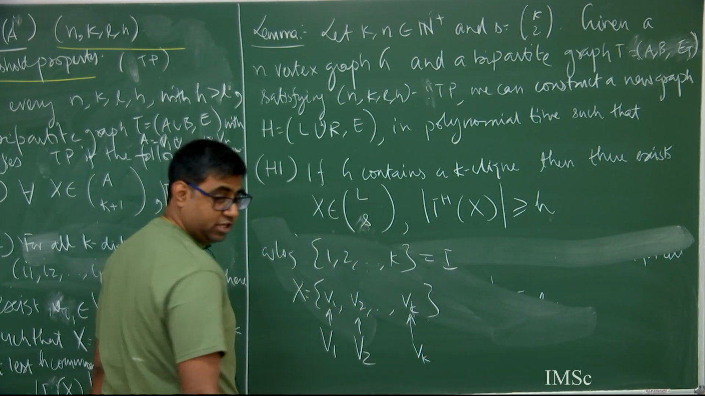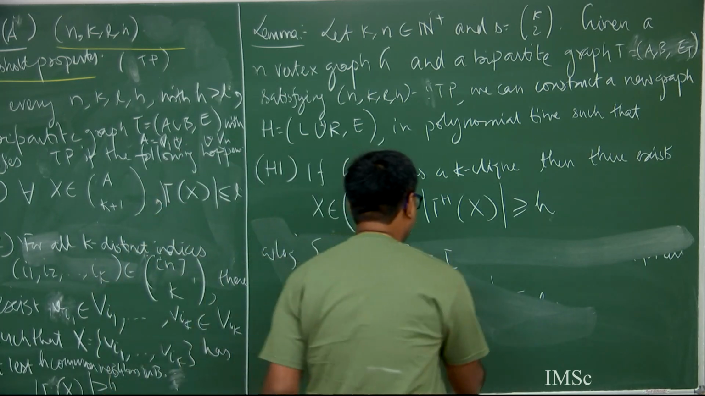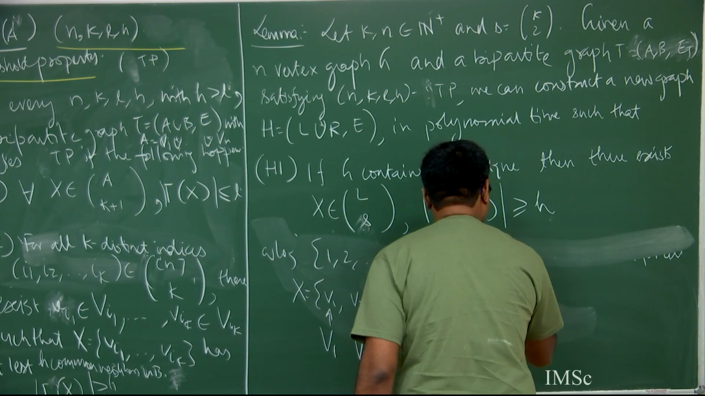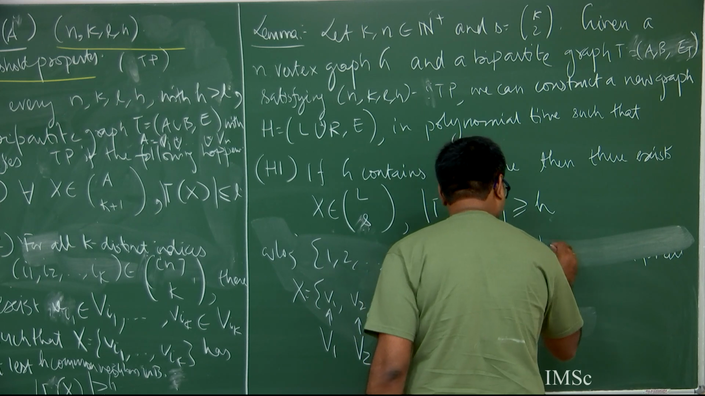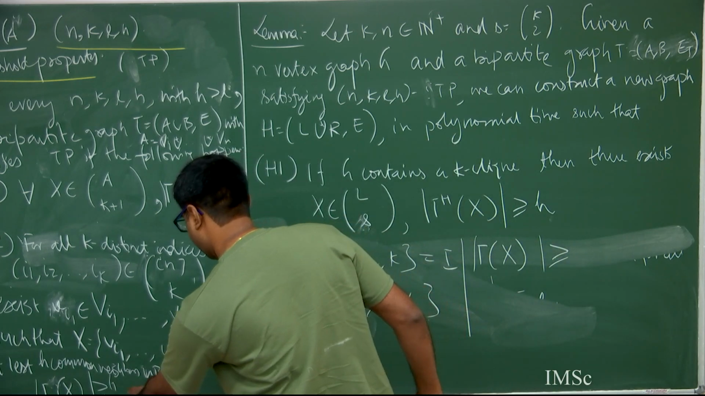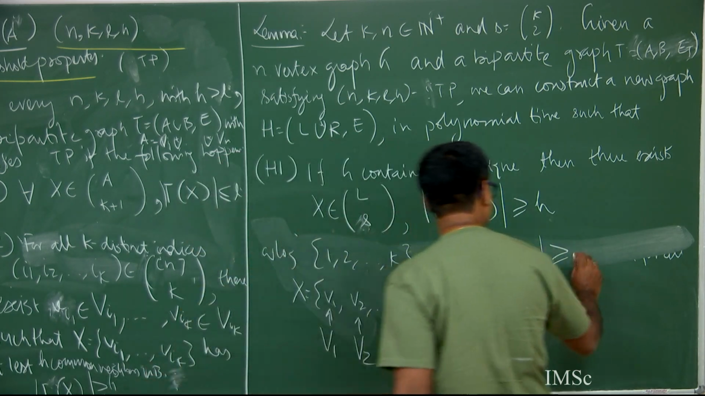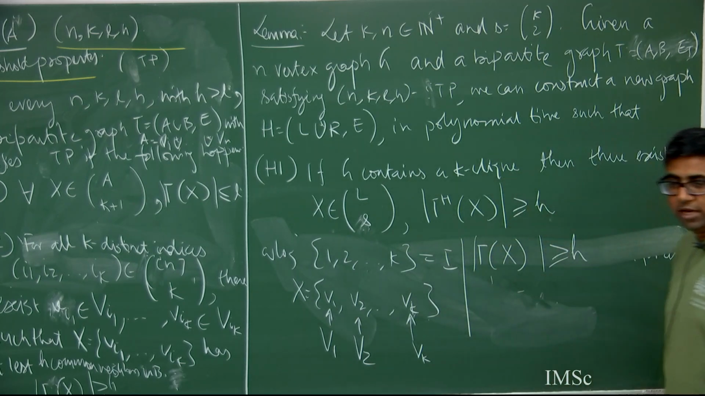Vk. And what is the property of them? The property of them is that the neighborhood of x is how much? H. Okay. Agreed? Okay.